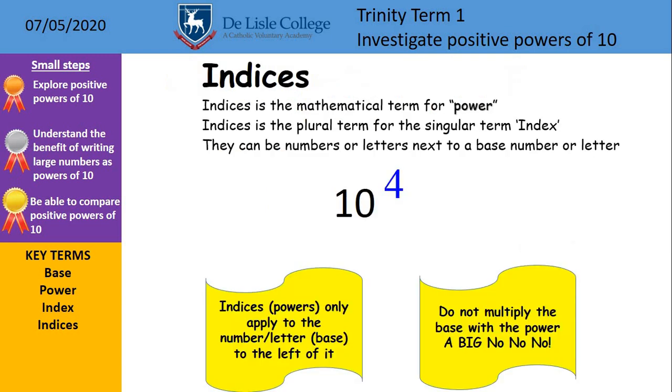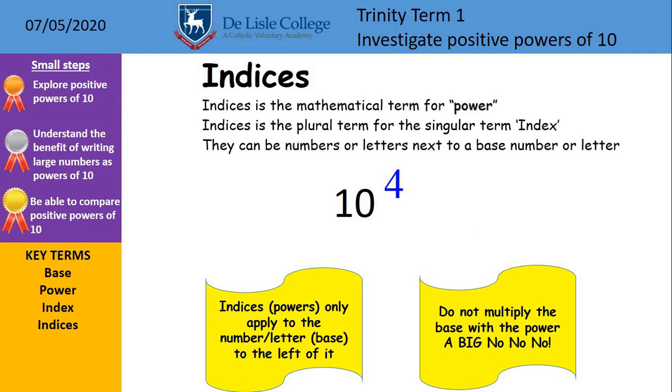So, indices, that's probably a word we have come across before. It's the one in BIDMAS, that second letter I, that some people do forget about. It's the less obvious one there. So indices is the mathematical term for power, and sometimes we refer to them as index numbers. The word indices is simply the plural for index.